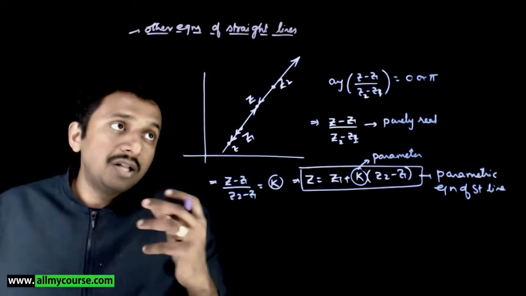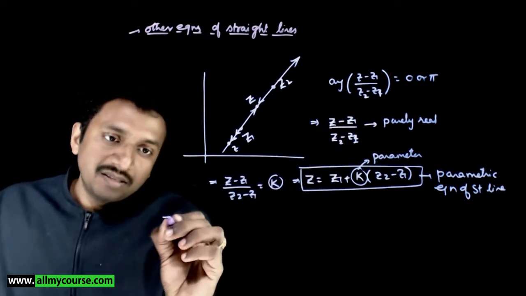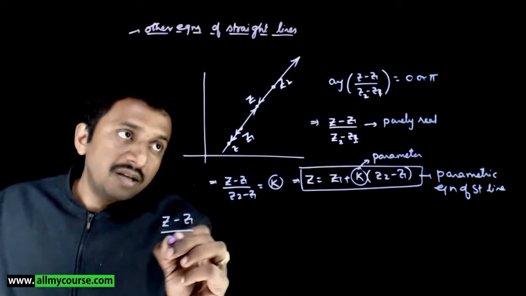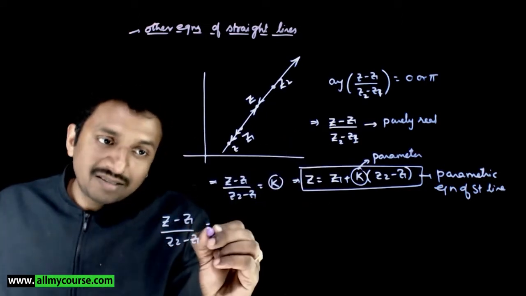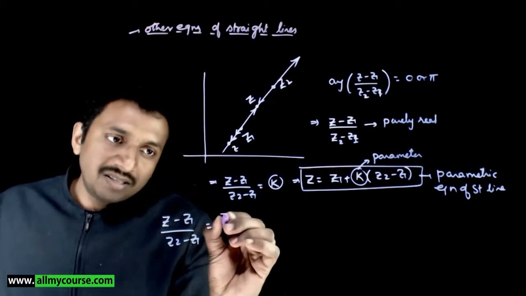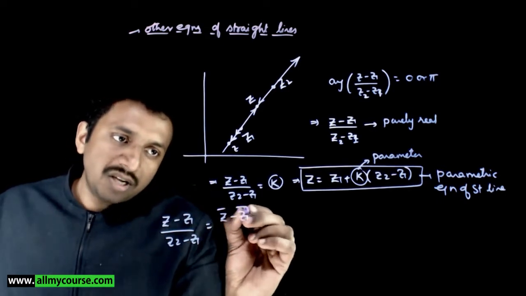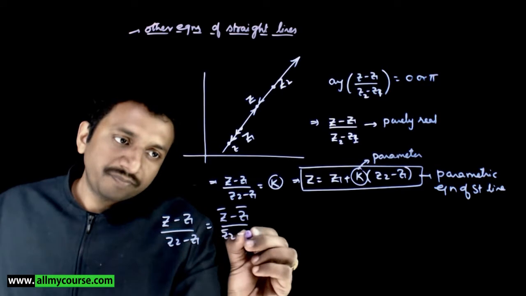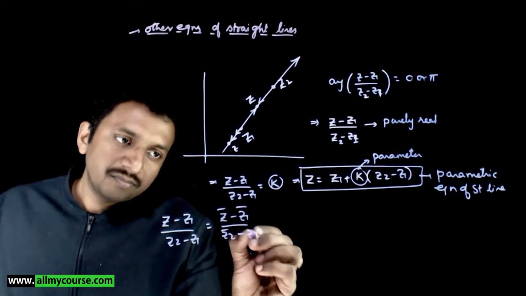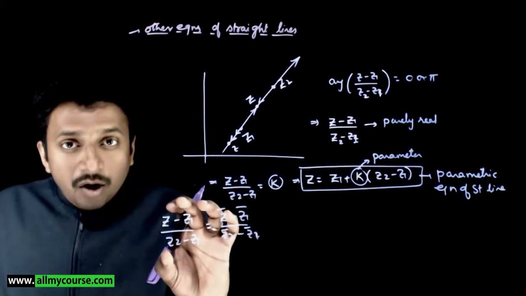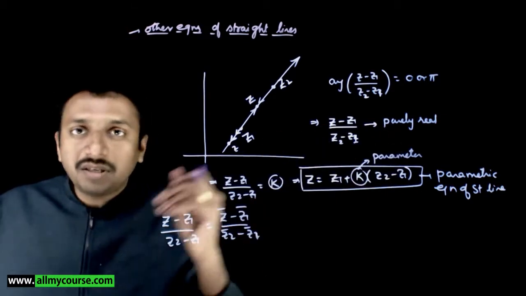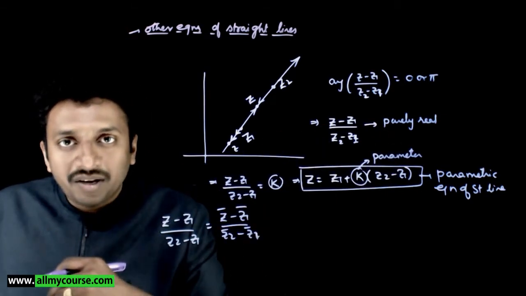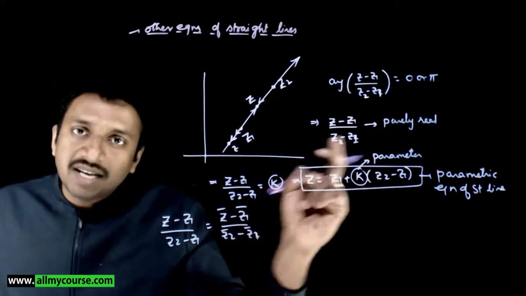Otherwise, you can also think of it like this. (z minus z1) by (z2 minus z1) is purely real. That means the complex number is equal to the conjugate of the complex number. If a complex number is exactly equal to the conjugate of the complex number, that means that the complex number is purely real. So these two conditions are exactly same.